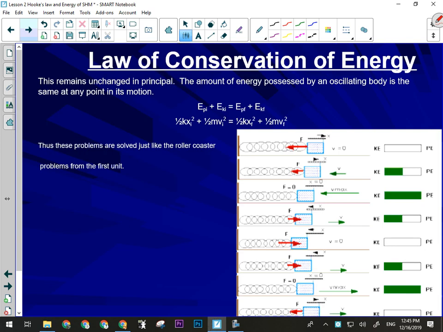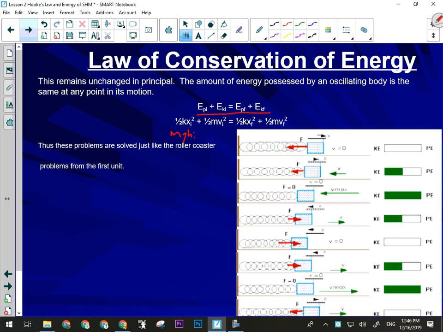So, the law of conservation of energy is exactly the same as it was before. It's still EI equals EF. It's still initial potential plus initial kinetic equals final potential plus final kinetic, just like when we did this for a roller coaster. All that changes is now, instead of having m times g times h for our potential, now we have elastic potential instead. Everything else works exactly the same. Instead of possibly manipulating for a height, now you're going to be manipulating for a distance from equilibrium, or displacement from equilibrium.